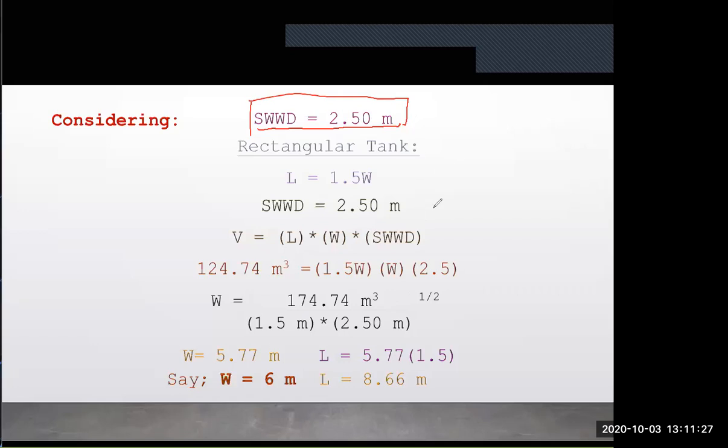You know that the volume is equal to length times width times height. So you get W, or the width, and you get W equal to 6 meters and the length equal to 8.66. So I think this is better, especially when you have an area that is not really that large. Okay, when one constraint in the construction of your STP is the area, then you need to have a deeper wastewater depth. So let's adopt this one. The new width now is 6 meters and the new length is 9 meters.